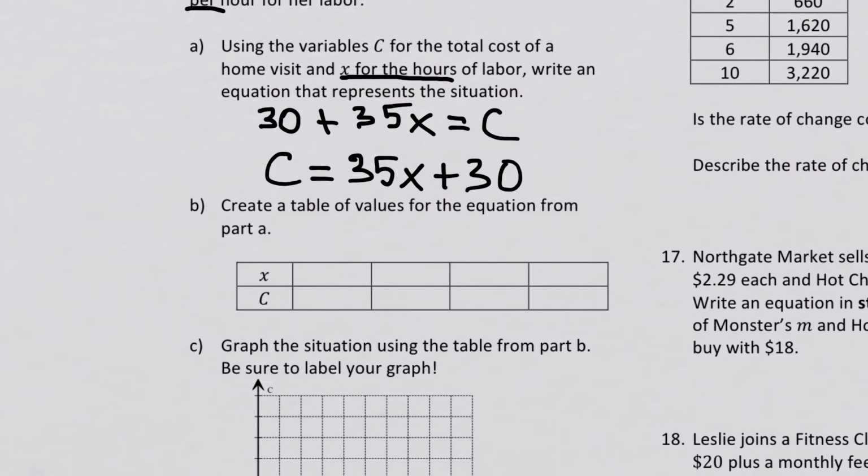Okay, moving down says, create a table of values for the equation from part A. So you look at part A, which is the equation that we just found, and it's asking us to create a table of values for that equation. Okay, so choose some values of X, plug them in, and see what you get. Let's start with 0, 1, 2, and 3. Let's start with easy numbers. Okay, so we're going to substitute in 0, 1, 2, and 3 to see what we get for the total cost.